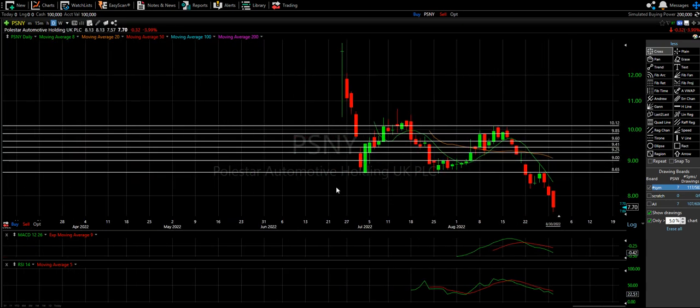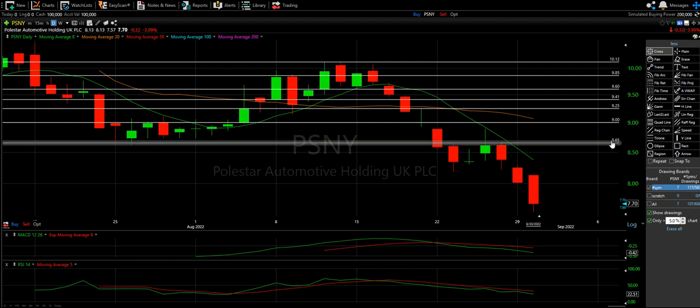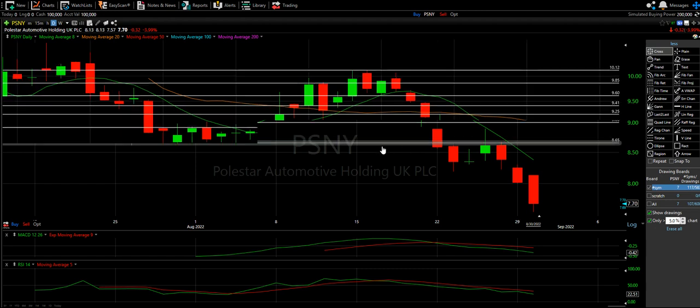PSNY, Polestar. Man, this is another one. Look, again, I'm telling you, these lines are here for a reason, right? So it lost it. It really tried to come back. It clearly couldn't, and it lost it, right? From there, all it was really doing is riding under the 8, right? It came close. It almost tested the 8, but all we've been doing is riding this 8 moving average down and losing support, right?